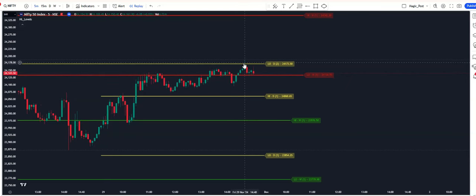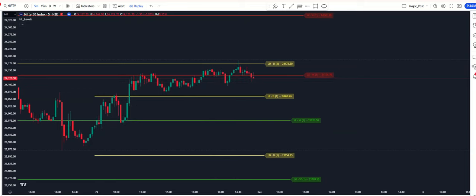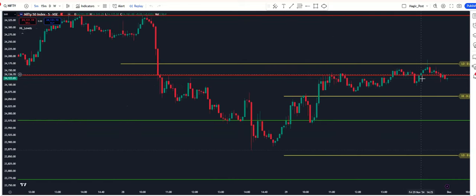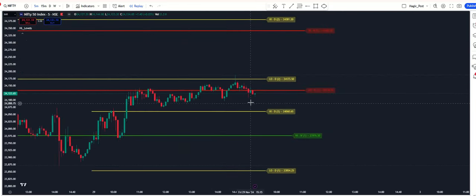So it crossed, but the close didn't happen, right? So let's look at the next one. The market closed just below this. So if you see, at first there is momentum here and then a completely sideways market, right?